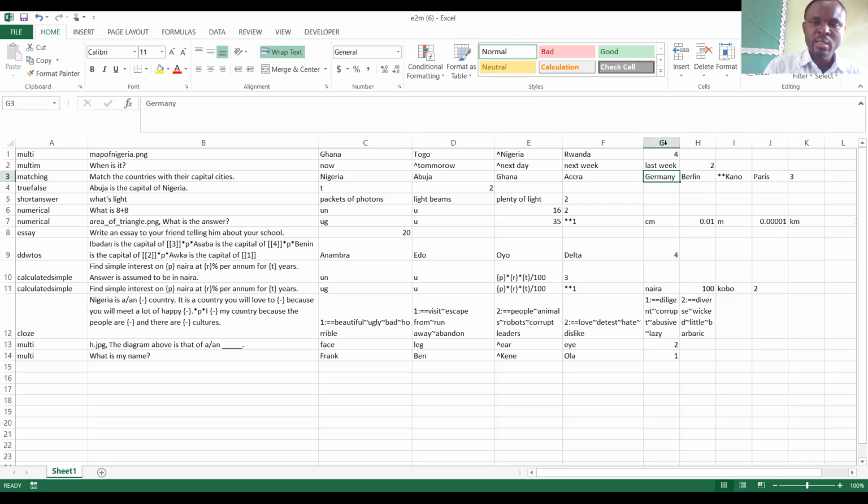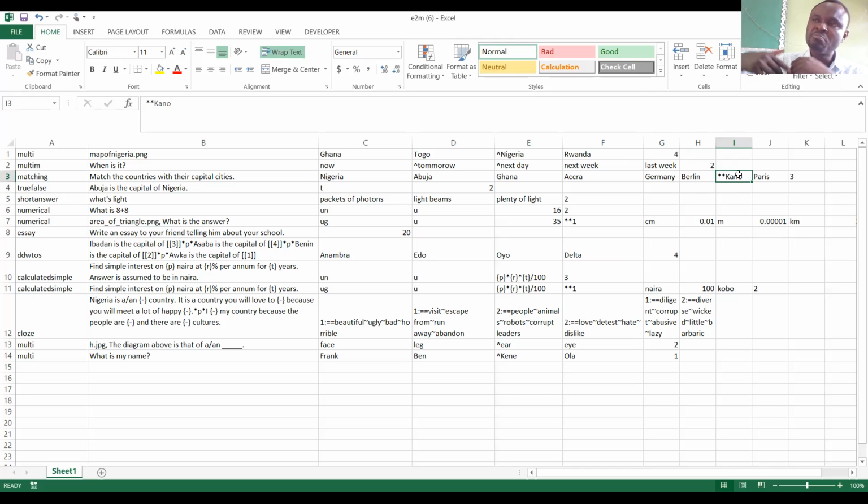So I have here in this G column, Germany, and in the column right after it, you must give the match. So Berlin matches Germany. Now you might wonder, what about these other options here? Kano, Paris. You include distractors. So Kano and Paris are distractors. The very first distractor there is preceded by a pair of asterisks. So one asterisk and two asterisks, making two altogether before the very first distractor.